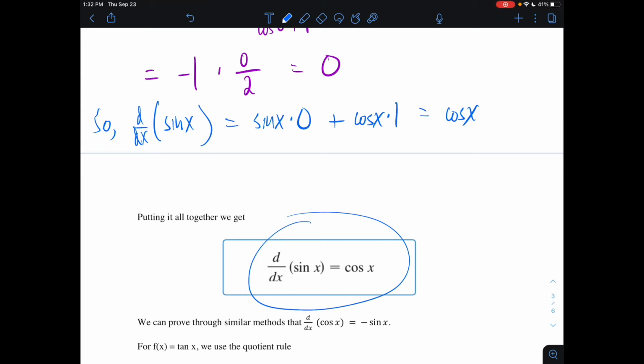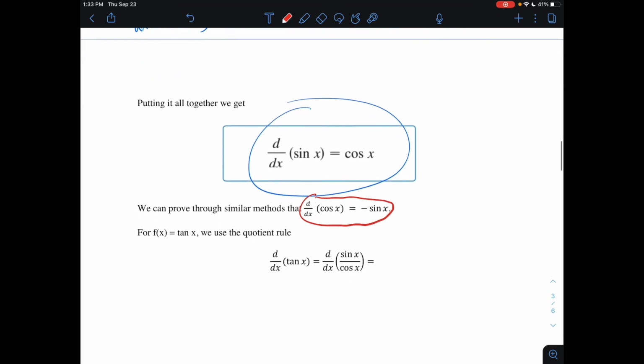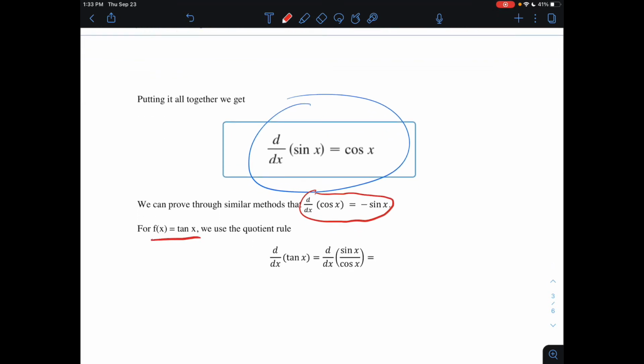In a similar fashion, we can prove that the derivative with respect to x of the cosine function is negative sine x. So now we have the derivative of sine x is equal to cosine x. We can prove in the same way that the derivative of cosine x is negative sine x. To figure out what happens for tangent x, let's use the quotient rule.